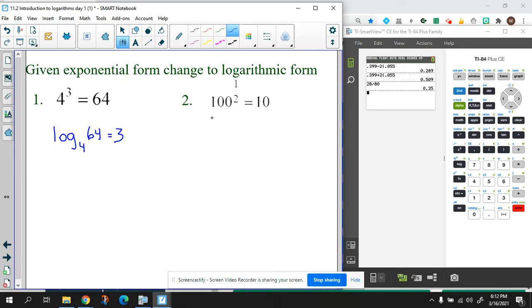Let's practice one more time. If you have something raised up to an exponent equal a number, exponential form, you can rewrite it in logarithm form by remembering where the pieces go. The base of your exponent form goes down here at the bottom, becomes the logarithm base 100. The answer from your exponent form, the 10, becomes this, which we call the argument. And the answer to the logarithm is the exponent.